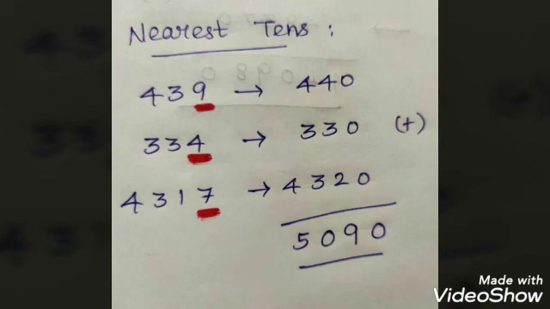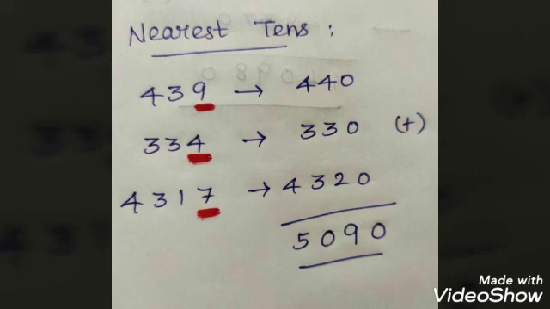So 439. 9 is what? Greater than 5. So the next digit will be increased by 1. So 440. 334. 4 is less than 5. So what will we put? 330.